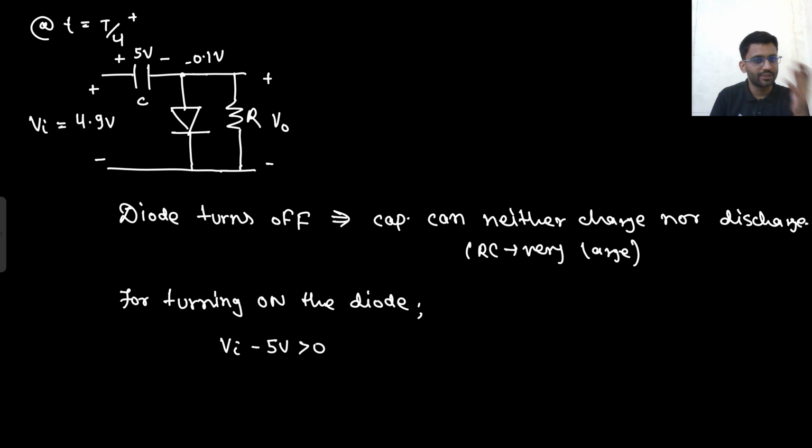The capacitor can neither charge nor discharge, so the capacitor will be at 5 volt only. So V in minus 5, that is VD. This is our VD. So V in minus 5 should be greater than 0. That means V in should be greater than 5, and which is not possible.